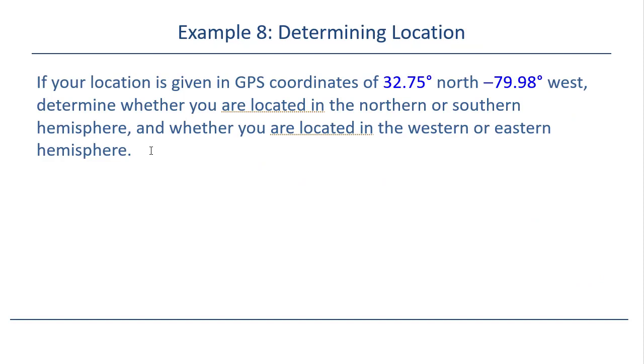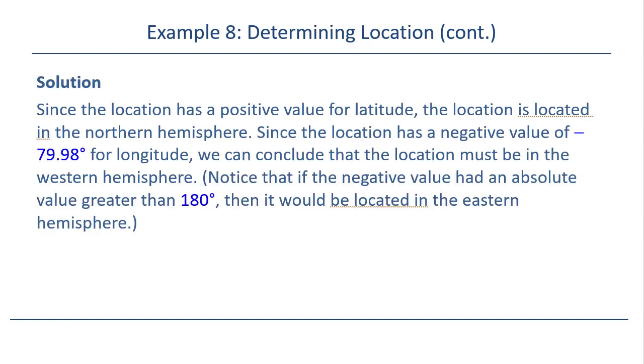Your location is given in GPS coordinates of 32.75 north and negative, we have negatives, 79.98 degrees west. That just means we're basically traveling, I believe, west. As you travel east, it's positive, and as you travel west, it's negative. As you go north of the equator, 32 degrees north, and I think it's negative degrees when you go south. I'm not a sailor, so I'm not totally positive on that, but I'm pretty sure that's how it works. In any case, since the location has a positive value for latitude, we know that it's in the northern hemisphere. We know it's above the equator.